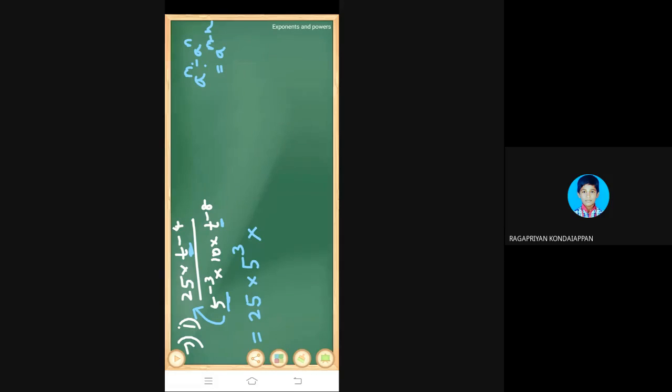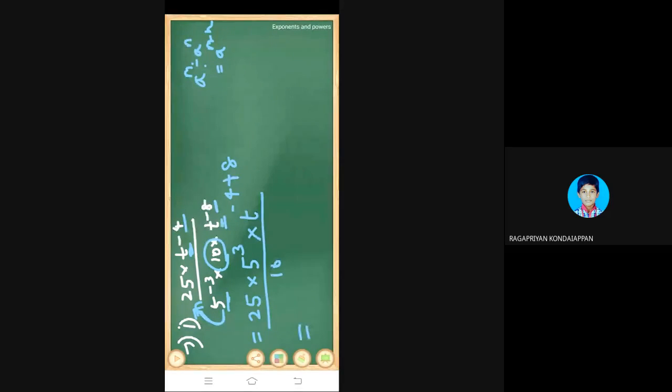So write single base and power should be subtracted. Here the power is minus 4, minus, here the power is minus 8. So minus of minus will become plus, so plus 8, whole divided by. This you have shifted and this you have simplified, only left out term is 10. So write that 10 here itself.